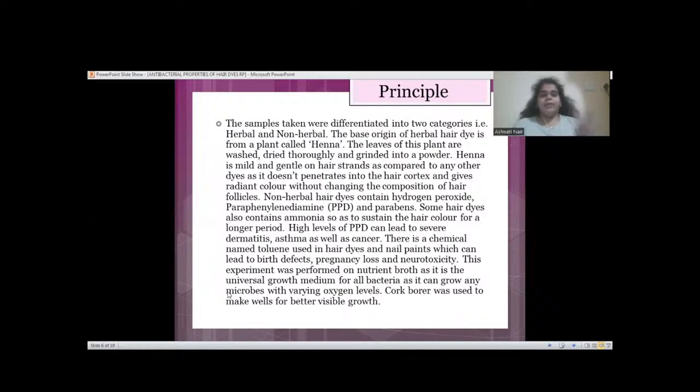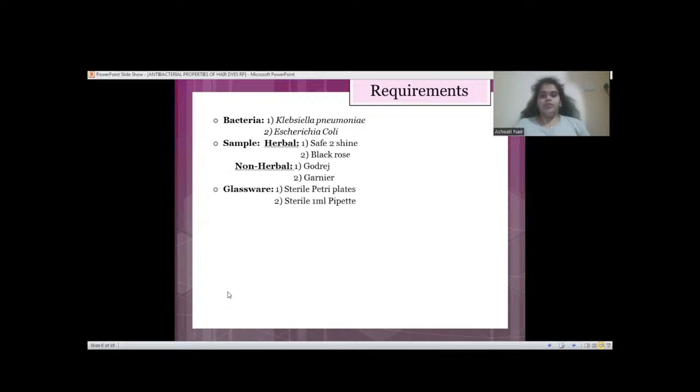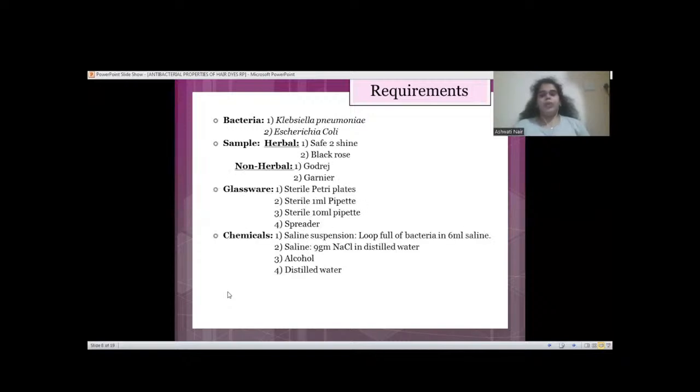The two recommended methods for this experiment were the test diffusion method and the cork-borer method. The method that is used for this experiment is the cork-borer agar well diffusion method. This method was used so that the sample loaded in the well reacts better and shows a visible zone of inhibition.